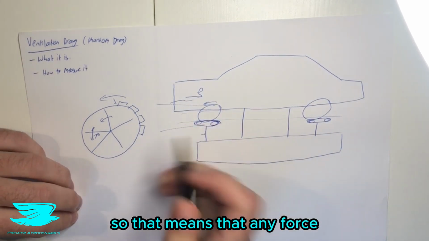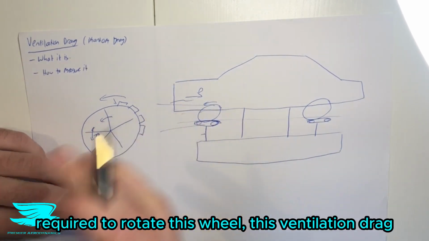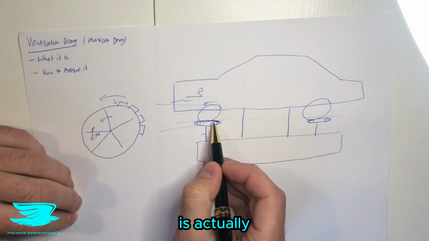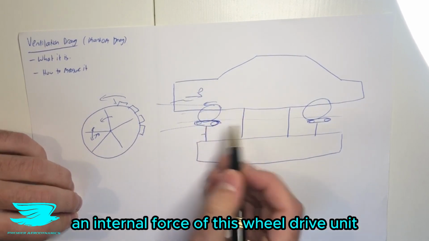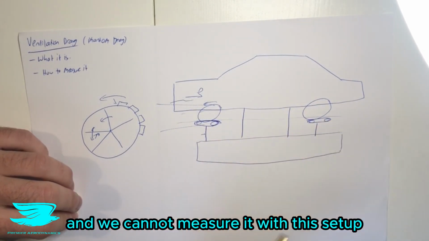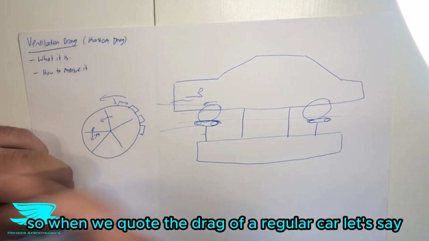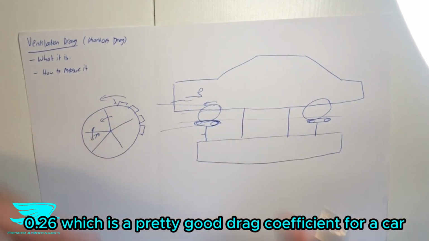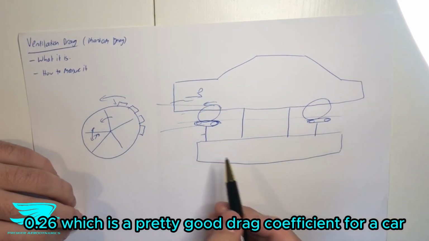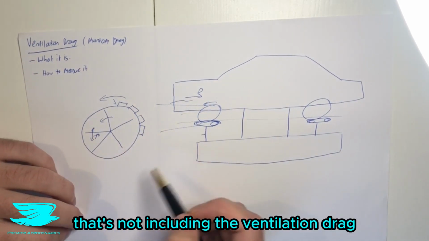So that means that any force required to rotate this wheel, this ventilation drag, is actually an internal force of this wheel drive unit, and we cannot measure it with this setup. As such, we don't usually measure it. So when we quote the drag of a regular car, let's say it's 0.26, which is a pretty good drag coefficient for a car, that's not including the ventilation drag.